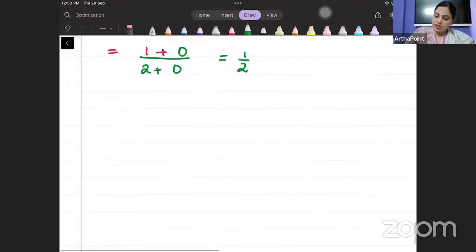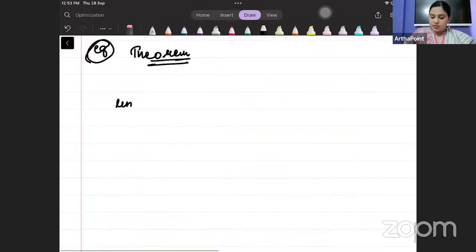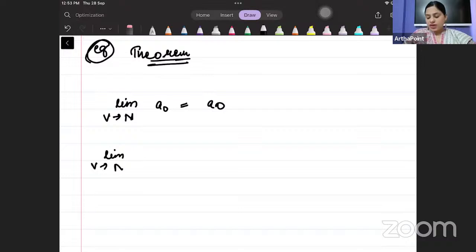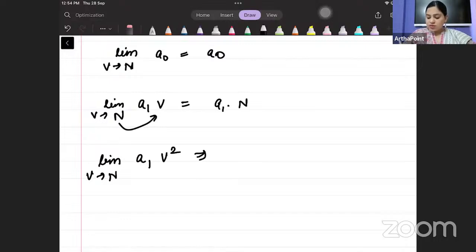Okay. Now we want to do some limit of the polynomial. बहुत ही simple है. So example. Last theorem है बेटा, हाँ? So if I tell you that limit v tends to n a naught, this is a naught. Limit v tends to n a1 v. This is given as, तो v की जगह पे n लगा दोगे, a1 into n. Limit v tends to n a1 v square. तो बेटा v की जगह पे फिर n लगा दोगे. Suppose this is a2. So it will be a2 n square. Like this it will happen.